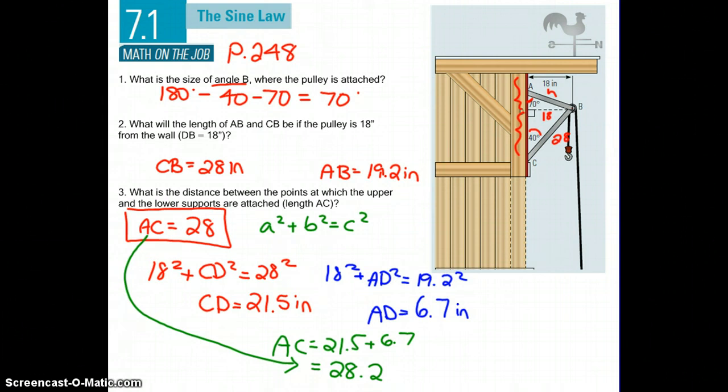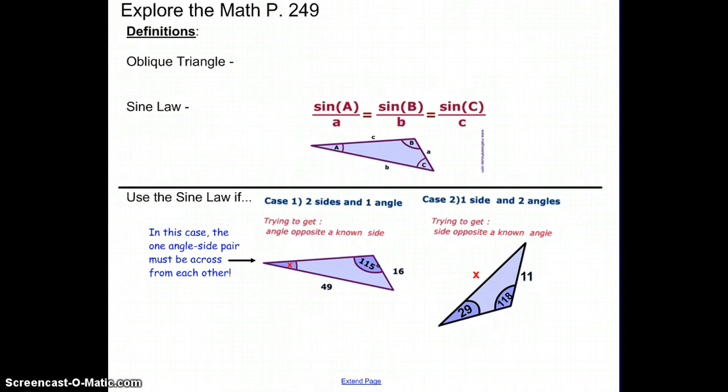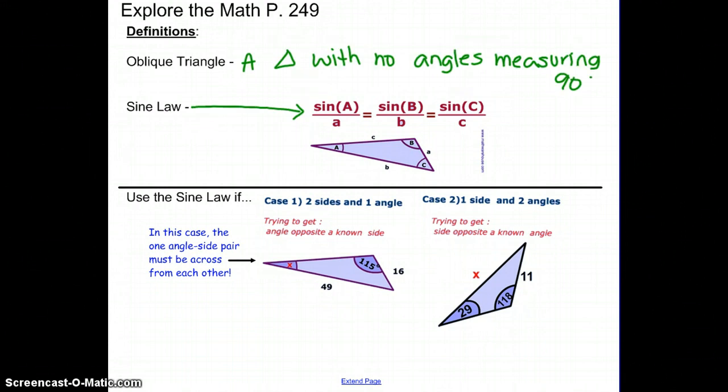So today we're going to explore the sine law, which would be an easier way of doing this. So we'll start by reading Explore the Math on page 249 and filling in the following definition. So there are the definitions. Now the sine law, it writes here as sine A over a equals sine B over b equals sine C over c. Now at any time, you only really need to use two out of these three things.